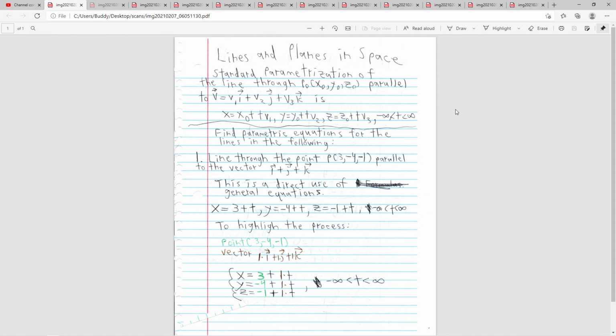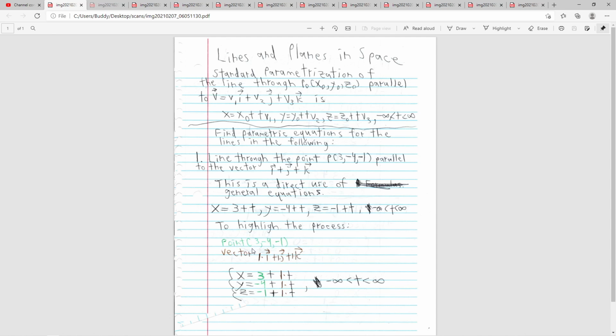But basically, we want to find parametric equations for the following lines. The first one is the line through the point P of (3, -4, -1) parallel to the vector i plus j plus k. And this is exactly a direct use. You don't have to do any real work here. You just have to mix and match. So what you get is 3 plus t, -4 plus t, and -1 plus t. Of course, t is between -infinity and infinity. Basically, it's greater than -infinity but less than infinity.